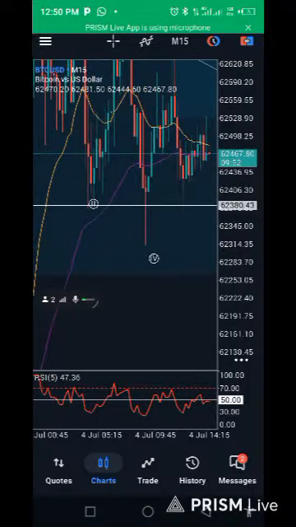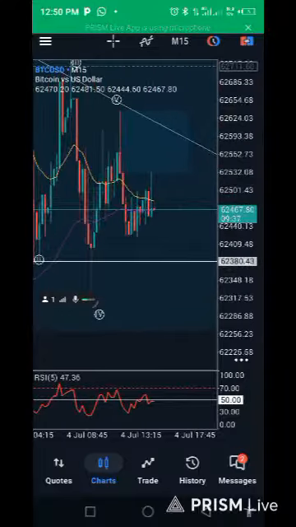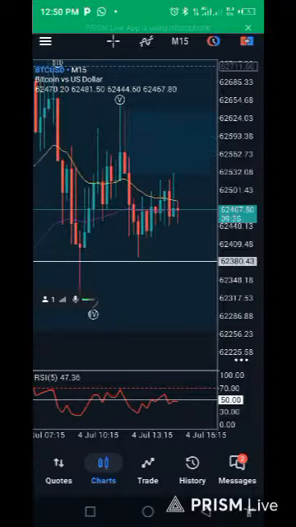You can see the gold, which is the 20 EMA moving average, and the purple, which is the 50 moving average, about to cross each other. It's a sign of a downtrend. And another sign again, it's a downtrend.